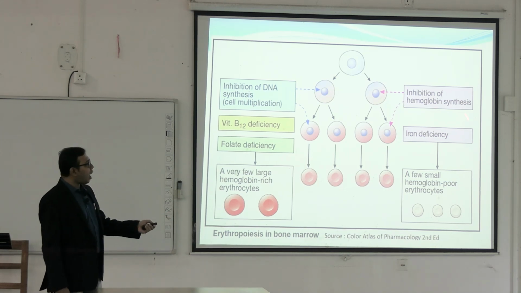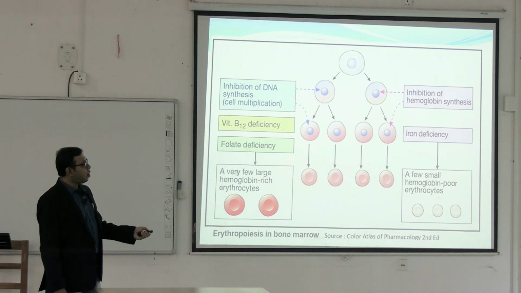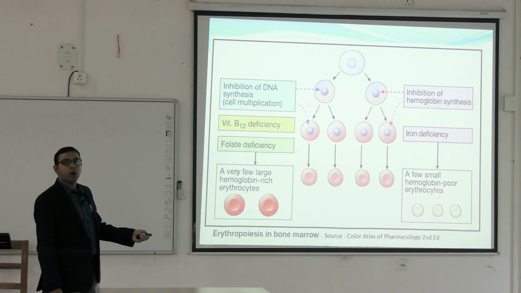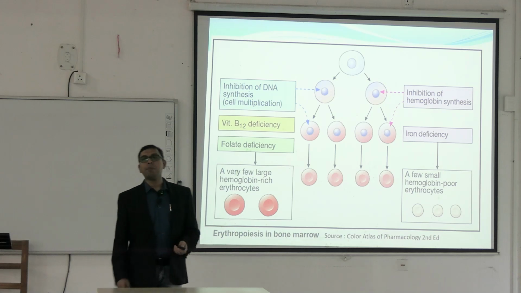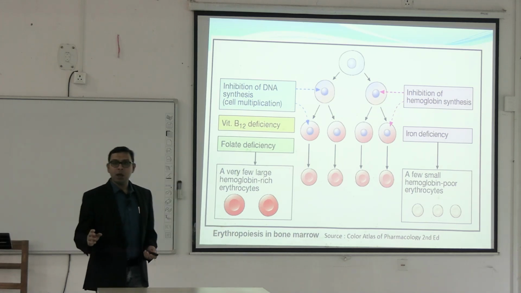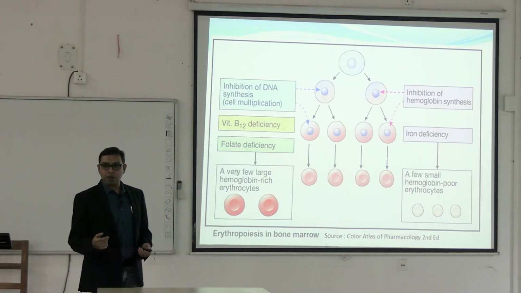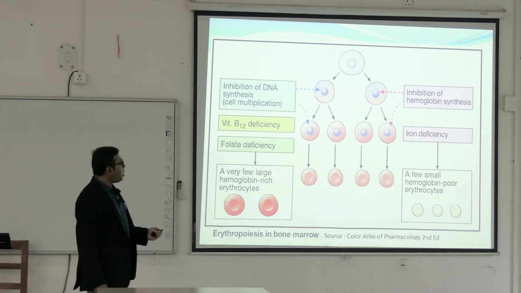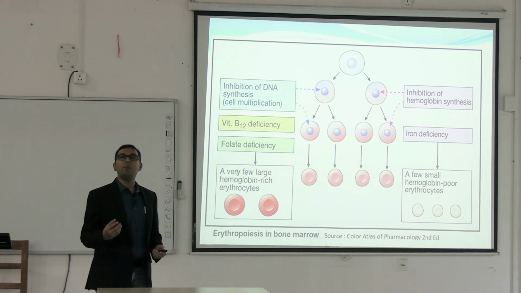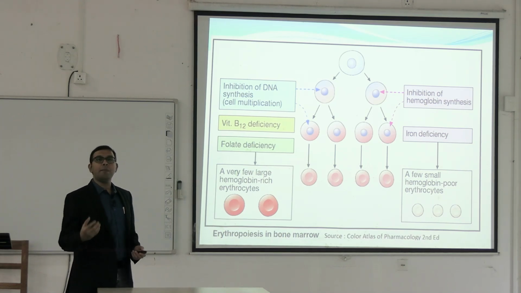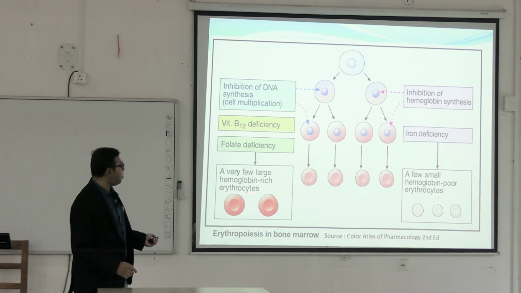So when there is iron deficiency anemia, that leads to small, hemoglobin-poor erythrocytes. Usually iron deficiency anemia is associated with microcytic hypochromic anemia. This will be discussed in your pathology class: what is microcytosis, what is hypochromia? And usually in vitamin B12 or folic acid deficiency, there occurs megaloblastosis, and that leads to macrocytic or megaloblastic anemia.